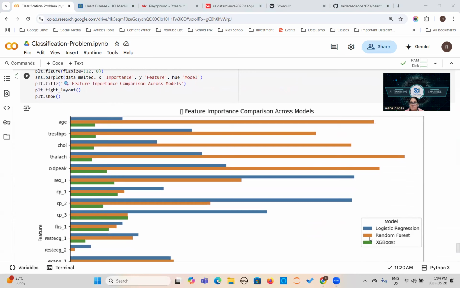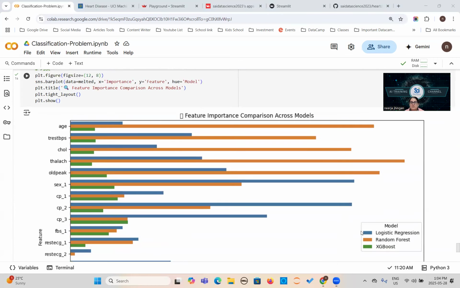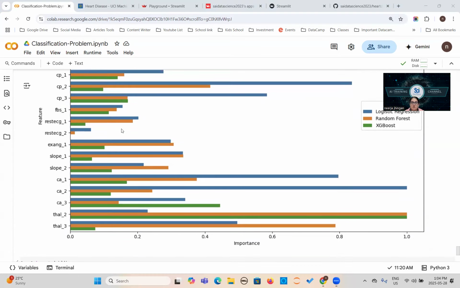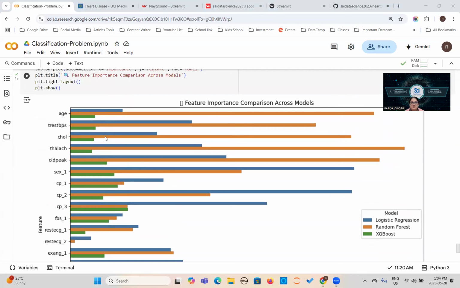The orange color means the random forest used it most of the time. You can see the importance of the feature is more than 80% for the random forest. But logistic regression has used it only up to 15%, and XGBoost even less than that. But age is at the top. And then blood pressure and sugar level, logistic regression has used these most of the time. And then you can look at the random forest for this one.